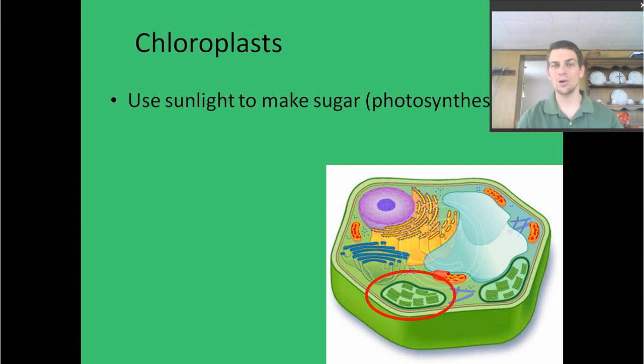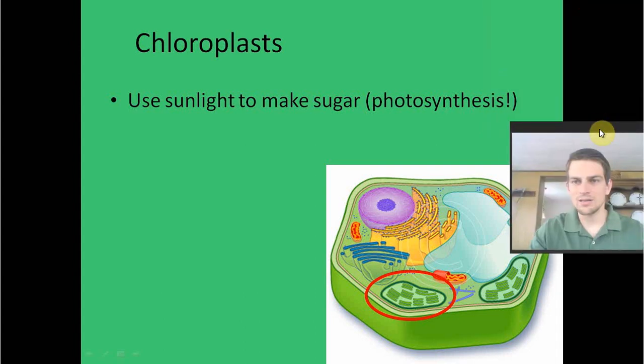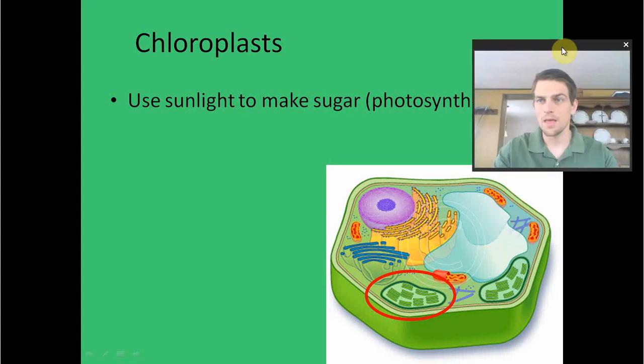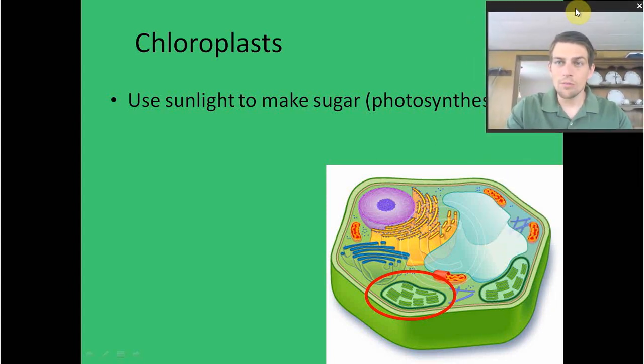They also have chloroplasts. So, you know that plants use sunlight to make their own food. They use it to make sugar in a process called photosynthesis. And the chloroplasts are the structures that actually do this job. So they have lots of different things inside the chloroplast, but one of those things is chlorophyll, which is that green pigment that makes plants green. And that's what's actually absorbing the sunlight and using that to make energy then.